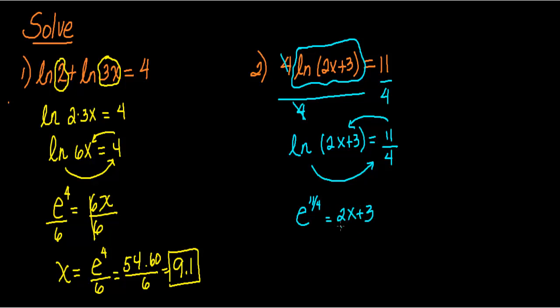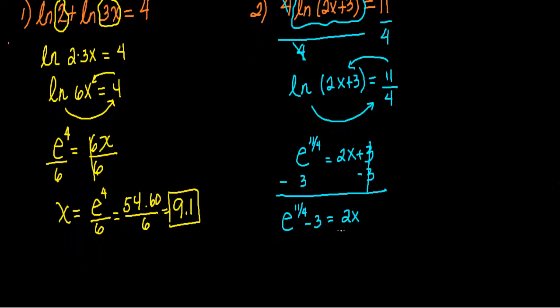And now to isolate x, a 3 is next to 2x, so I'm going to subtract 3 from each side. So far, you have e to the 11/4 power minus 3 is equal to 2x. And now to isolate x, I have to divide by 2 both sides. And that gives you x is equal to e to the 11/4 power minus 3, divided by 2.